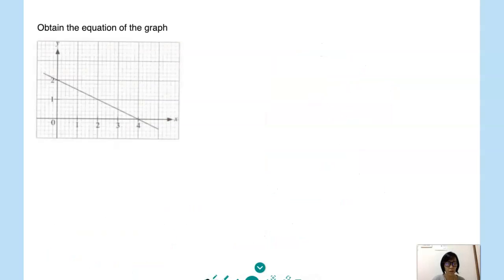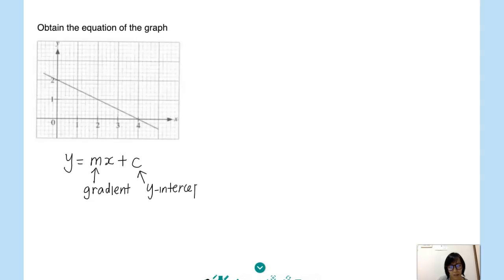Right, so now what happens if it is a downward sloping line? And how are we going to get the equation of the graph? Don't worry, it's still the same. So let's recall the general form of the equation, which is y equals to mx plus c, right? So we have to get the m. Do you remember what m stands for? Right, so that is the gradient. And the c stands for, recall, y-intercept. That's correct.